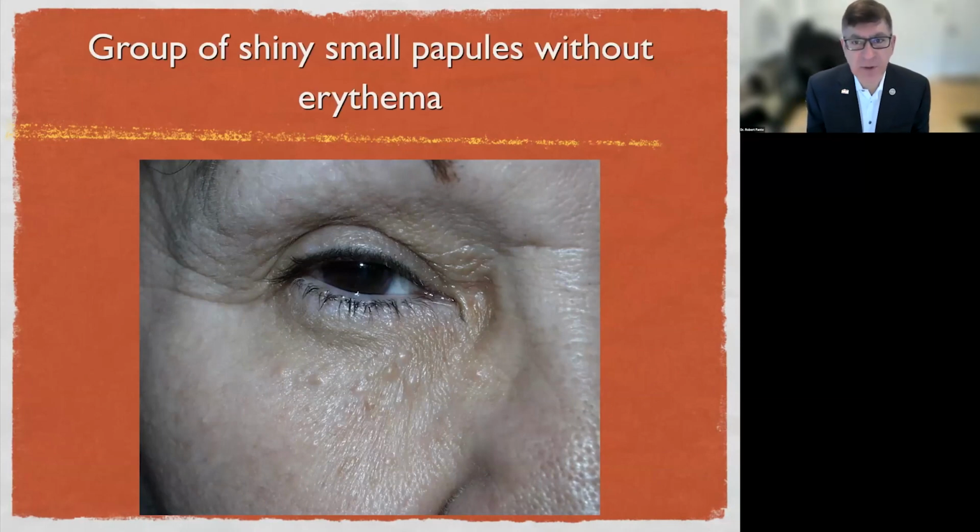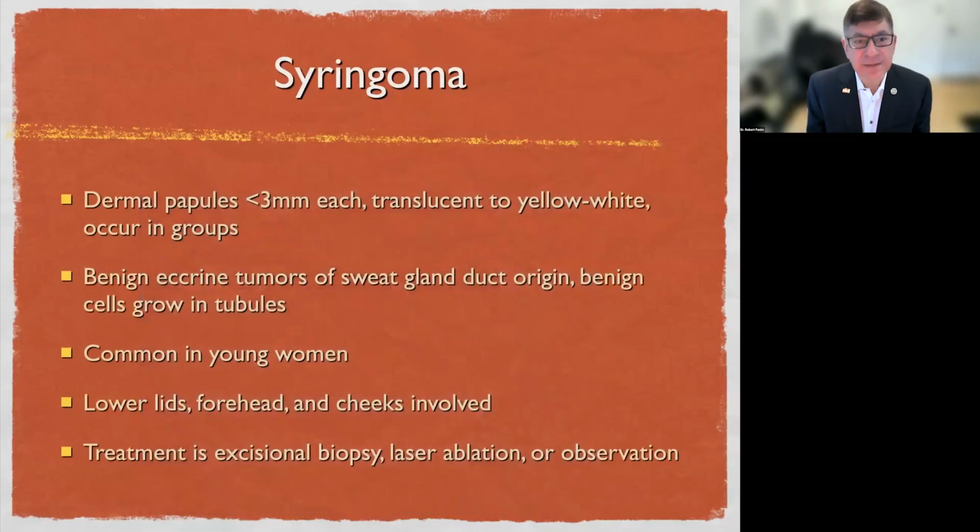How would you describe this group of masses that you can see at the right lower lid of this patient? I'm describing this as a group of shiny, small papules without erythema. This is syringoma. These typically are dermal papules less than 3 millimeters, translucent to yellow-white, and they occur in groups. This is a benign tumor of the sweat gland ducts. The benign cells grow in tubules. It's common in younger women. The lower lids, forehead, and cheeks are most commonly involved. These can be treated by excisional biopsy or laser ablation, or just observed safely.